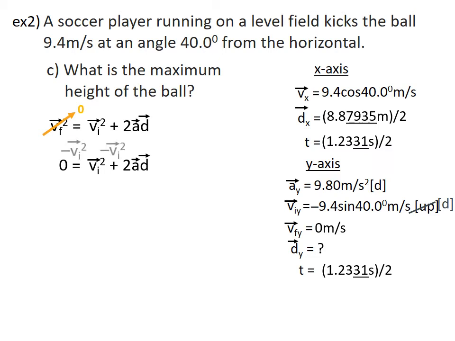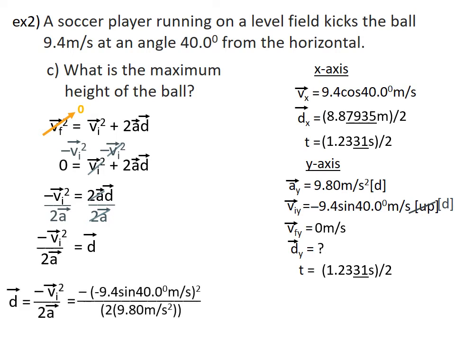Next, I'm going to subtract Vi squared from both sides. And that gives me negative Vi squared equals 2AD. Now to get d by itself, I will divide both sides by 2a. The 2a's will factor out, and displacement has now been isolated. I can substitute my numbers in.